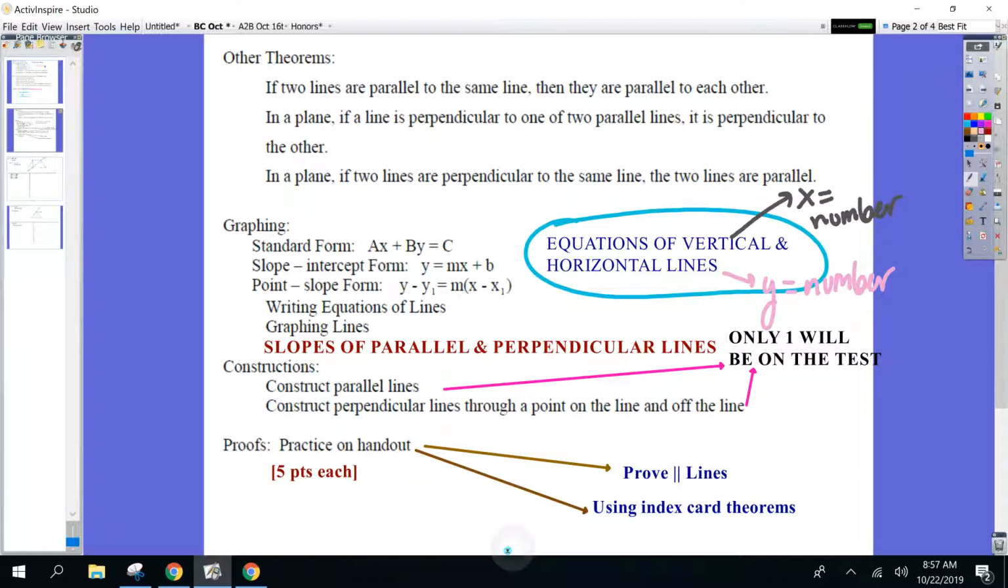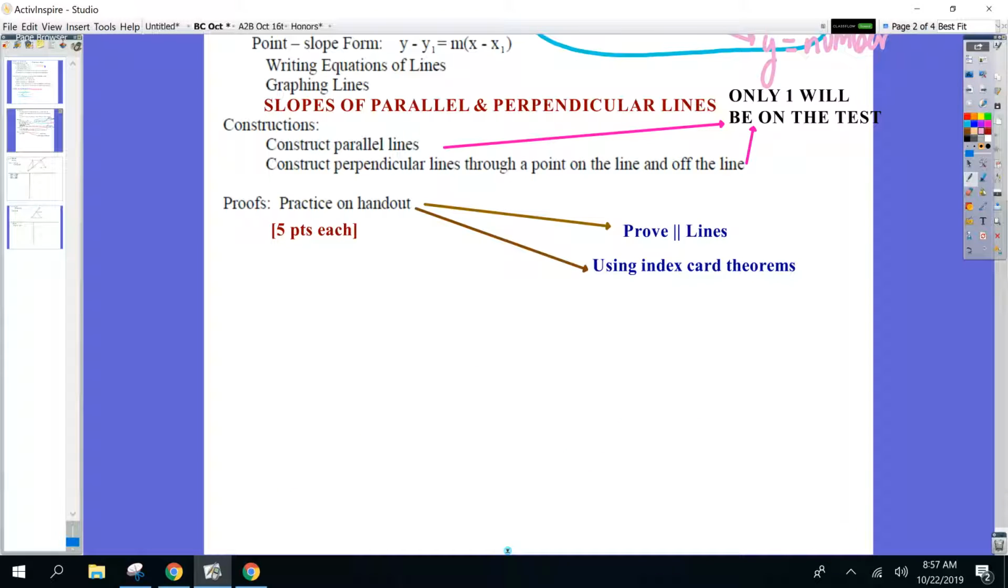And you may also want to add in slopes of parallel and perpendicular lines. Slopes of parallel and perpendicular lines. Of a parallel line, what do you know about the slopes? Same. Equal. And perpendicular? Negative reciprocals.